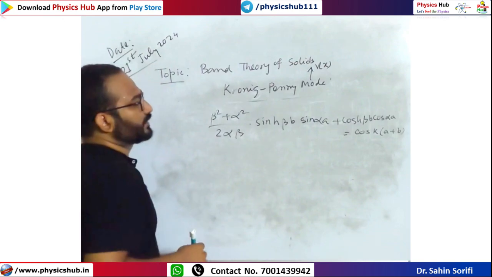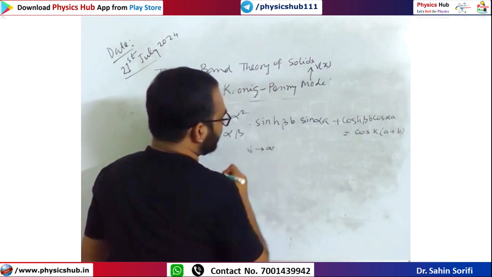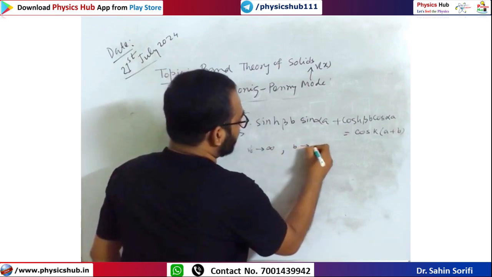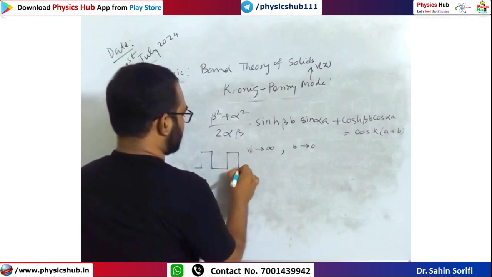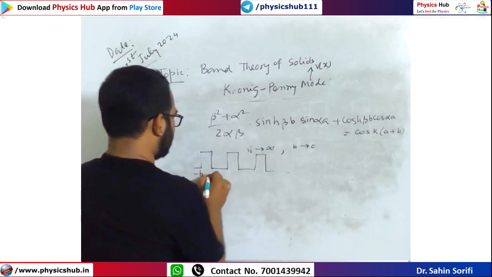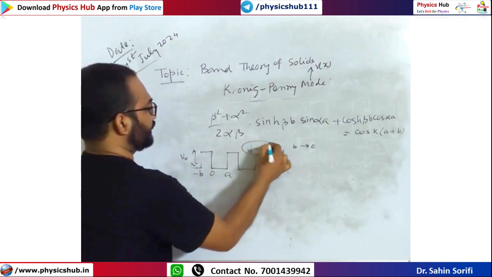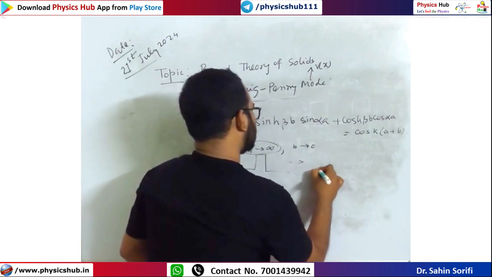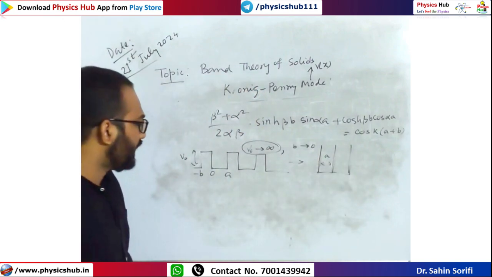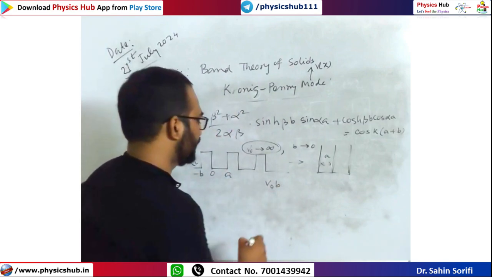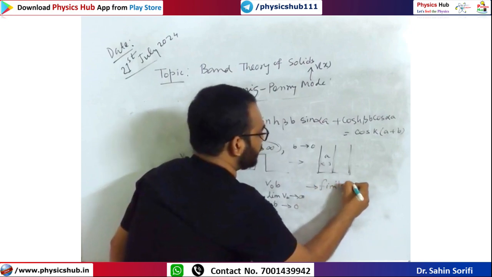Now Kronig considered some approximation. He considered that this V naught is infinitely high and the width b is negligibly small. Previously, if this was the picture, with this being minus b and this being 0 to a, then if you make V naught infinitely high and b very small, this will be converted into Dirac delta functions separated by the distance of a. And V naught times b, in the limit V naught tends to infinity and b tends to 0, should give you a finite quantity.